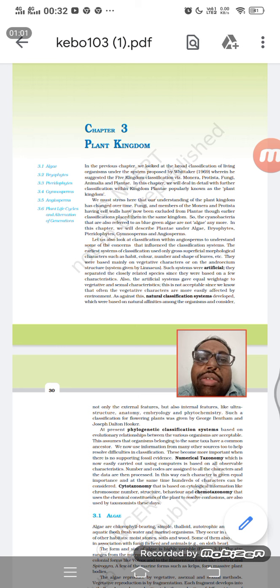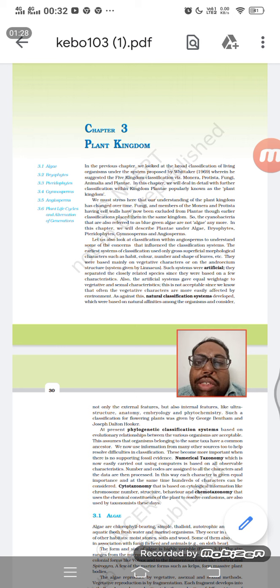So before entering this, the classification system, where we are studying and arranging them according to their similarities. There are basically two types of classification. One is known as artificial classification and another one is known as natural classification. This artificial classification was already followed by Linnaeus.